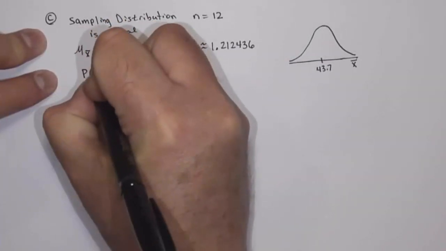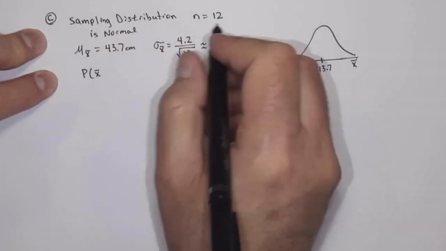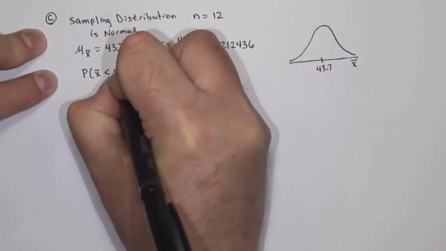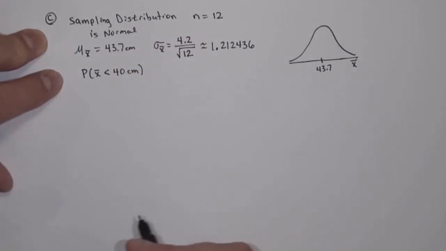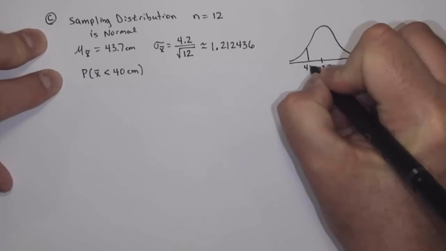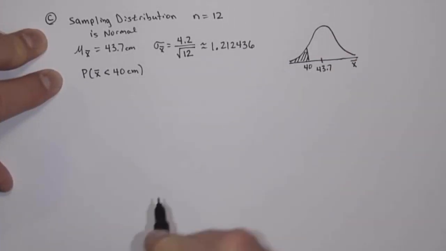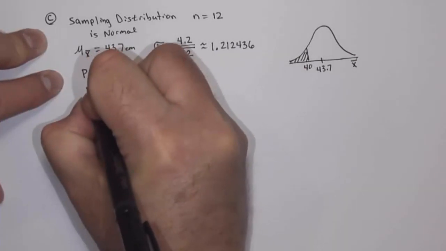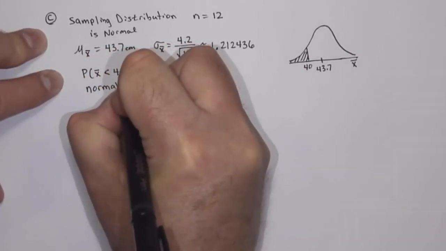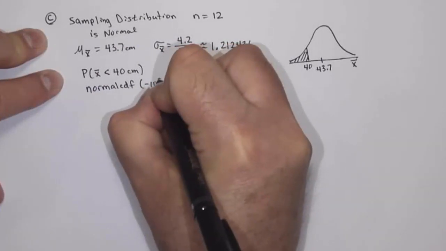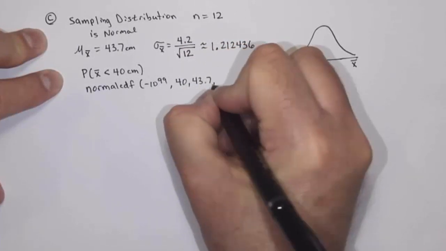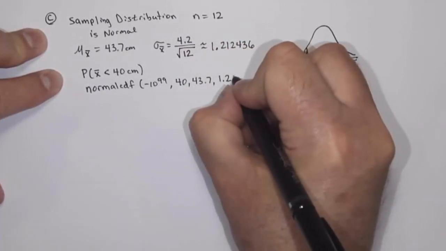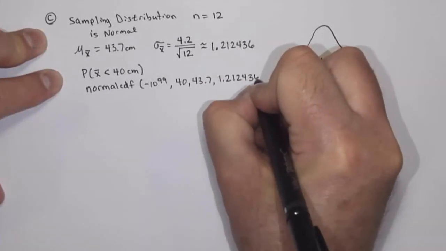Now, again, we're looking for what's the probability that the X bar for these 12 guys is going to be less than 40 centimeters. And we can use either the calculator or StatCrunch, or we can do it by hand to figure out this probability. Regardless, here's 40 centimeters, so we're looking for this area to the left. So if I use my calculator, the command will be normal CDF. Again, my lower bound is going to be a big negative number. My upper bound's 40. My mean is 43.7, but this time my standard deviation is 1.212436 approximately.